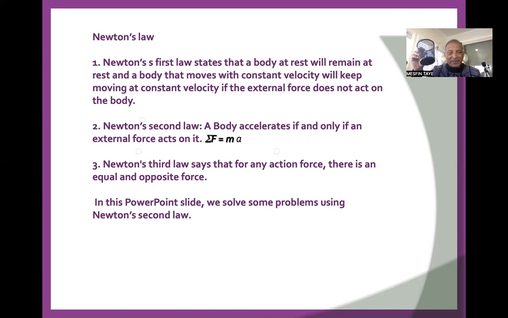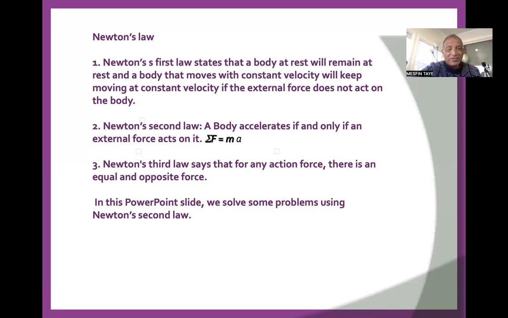Just to repeat once more: if you put this down, it's going to be at rest forever. And if this is moving with constant velocity, it keeps moving with constant velocity unless an external force acts on it. The second law is Newton's second law.